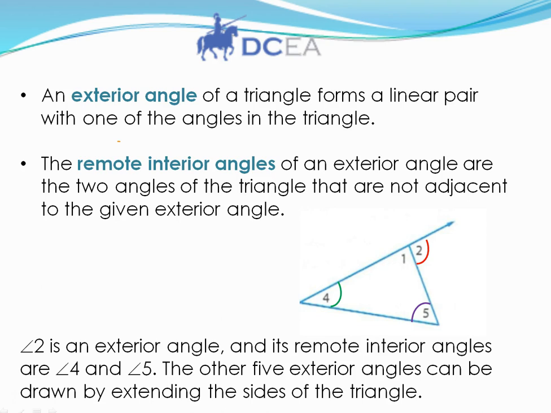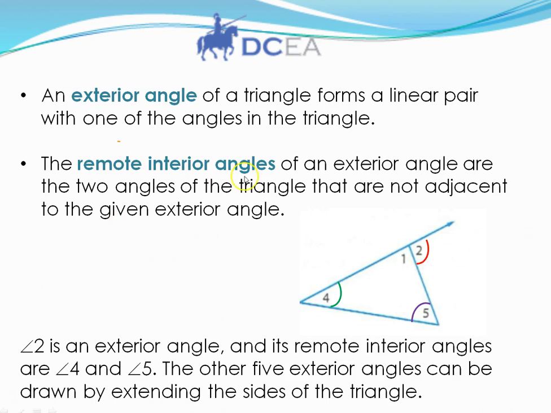Moving on, there are things that happen outside of our triangles, and if you extend one of the lines of the triangles, you have a new angle created. This is called an exterior angle. The exterior angle of a triangle forms a linear pair with one of the angles of the triangle. So that means that angle 1 and angle 2 are adjacent to each other. That means they're also going to add to 180 degrees.